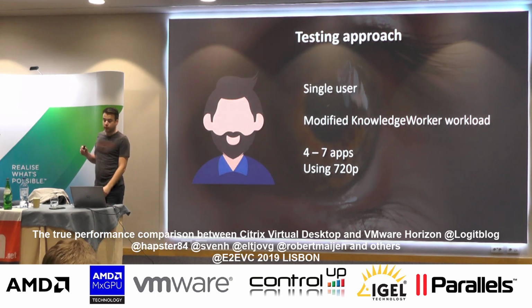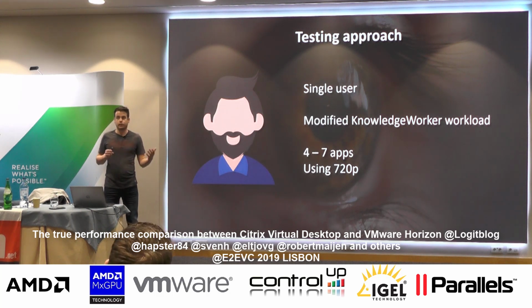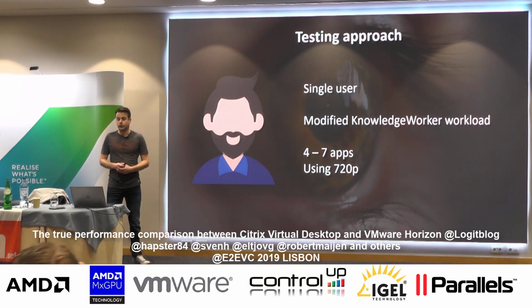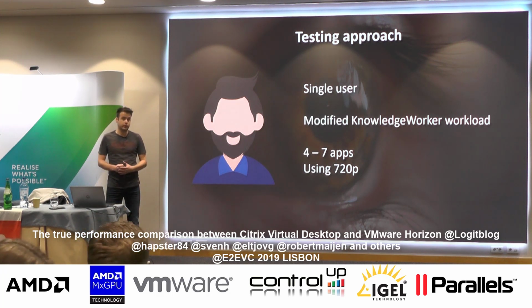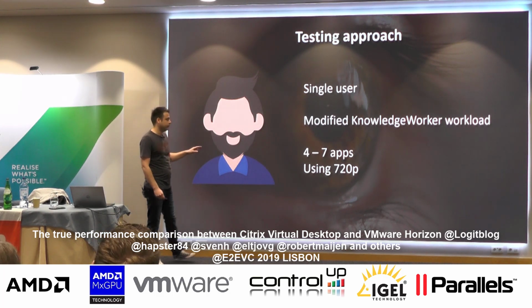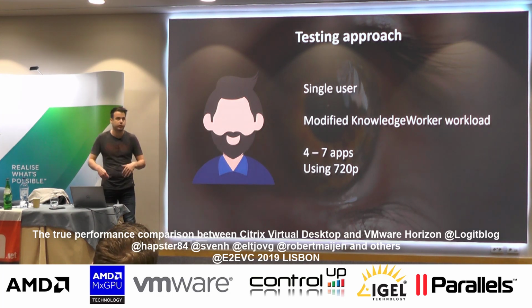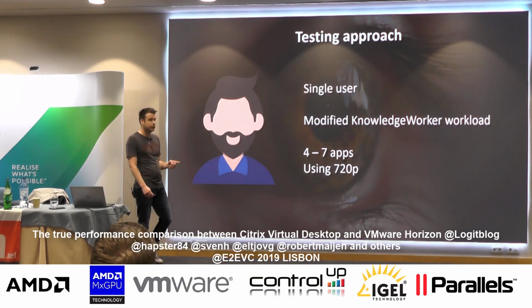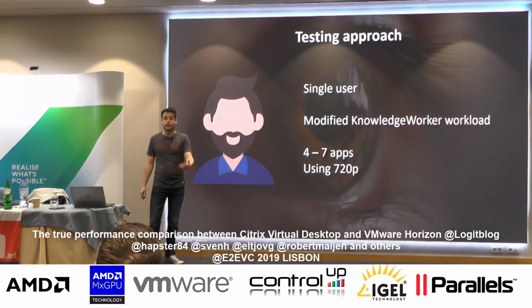For this case, we used a single user approach. So what we want to see is how the protocol behaves with a single user. So we used the Login VSI knowledge worker workload that includes like 4 to 7 applications. It's just the Office applications, some web browsing. And for the video content, they usually use, I think, 360p videos. It's quite small, so we upgraded that to 720. And we used a fixed video, so we can compare the videos, because Login VSI uses random data.